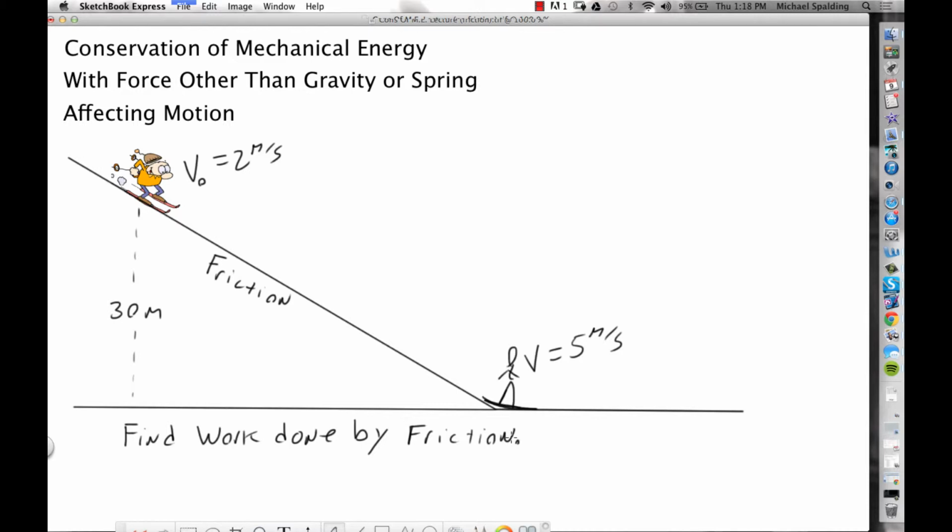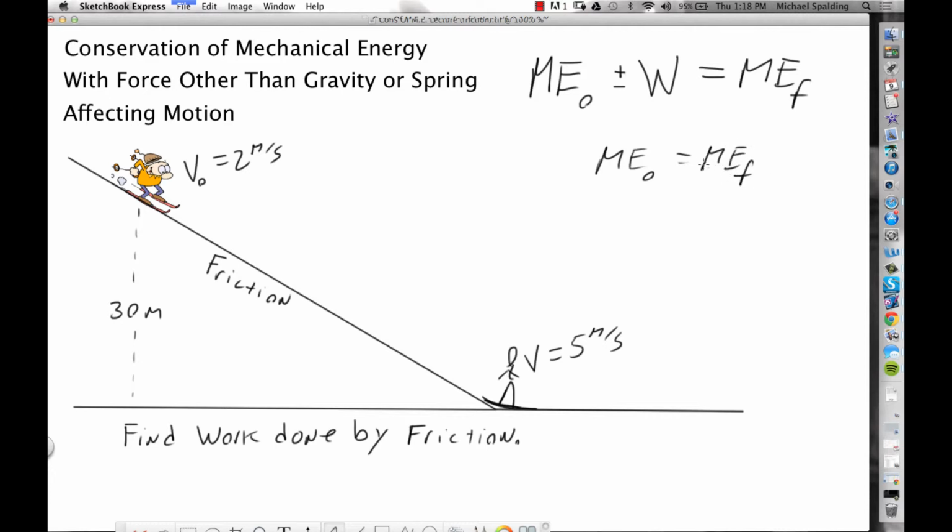Okay, look. Do we have a force other than gravity or spring affecting the motion of the skier? Yes. And what's that force? Friction. So we have to account for it. So how do you account for it? Well, you go like this. You go mechanical energy initial plus or minus the work that was done equals mechanical energy final, right? Because what did we have before? A second ago on the previous screen, what we had before was mechanical energy initial equals mechanical energy final.